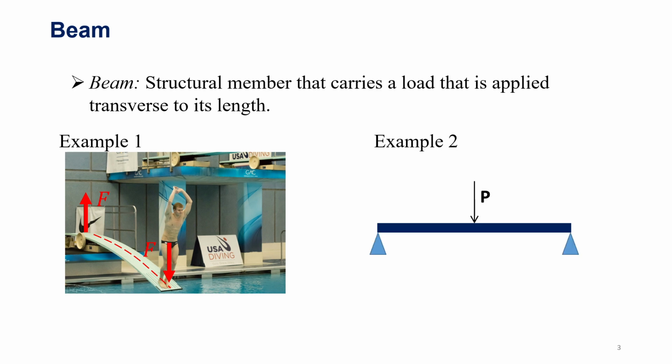A second example is called a simply supported beam. Here a beam is subjected to a load P in the middle, and the beam is put on two supports at its two ends. This is called a simply supported beam.